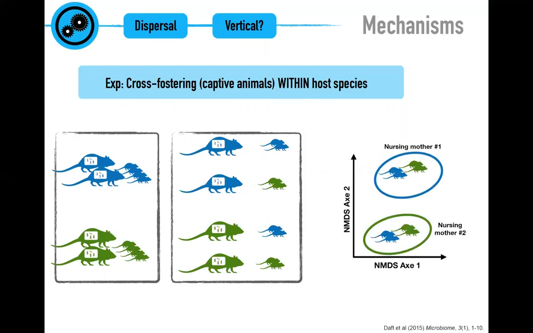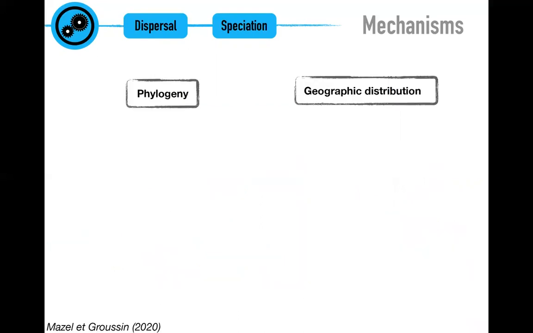And that's actually what we observe. The microbiome clusters according to the nursing mother, which means that the source of microbes is actually the people that are around you during the first years of your life.